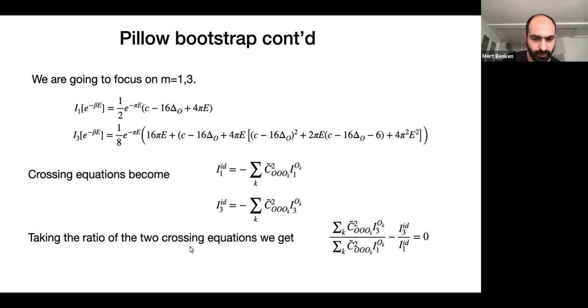So taking the ratio of the two crossing equations, we need to get this. This won't be true if only the identity block appears, which happens in certain minimal models. But in generic irrational CFTs, we expect more than the identity to appear here. And here is the equation that we'll treat.